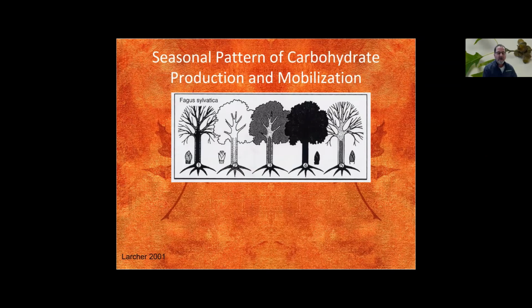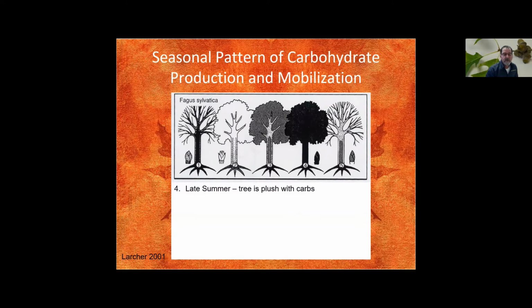So this is one of the take-home visuals that I want to share with you as we get started. This is the 5 seasons of the year. If you'll bear with me here, the 5 seasons of the year. And the darker the tree, the more photosynthate or carbohydrate reserves it has. I'm going to begin with season 4, which is late summer. As you would expect, at the end of the growing season, a tree should be plush with carbohydrates, because those carbohydrates are going to be used to sustain the growth of the tree through the winter months.